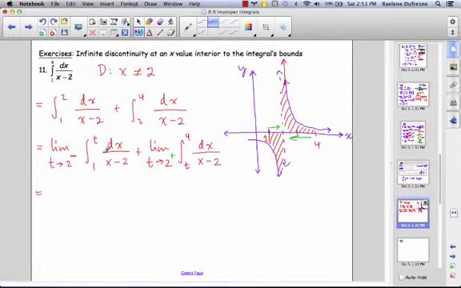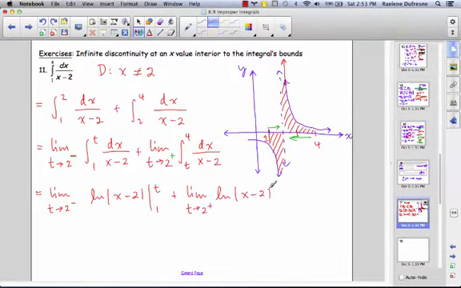Now we did this integral in the warm-up, so we know that the method of substitution will give us the ln of x minus 2. So now we keep the limit: ln of absolute value x minus 2, evaluated from 1 to t, plus the limit as t approaches 2 from the right, of the ln of absolute value x minus 2, evaluated from t to 4.